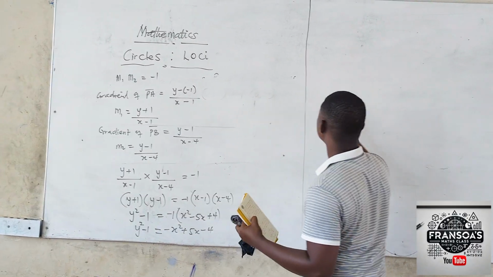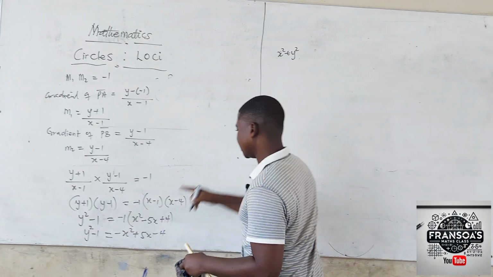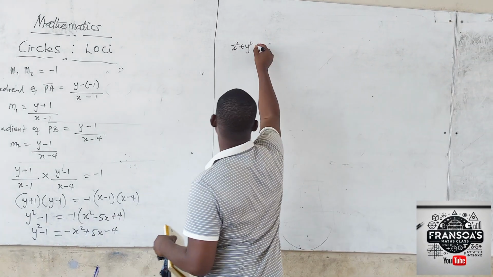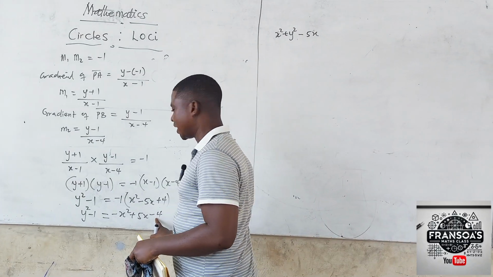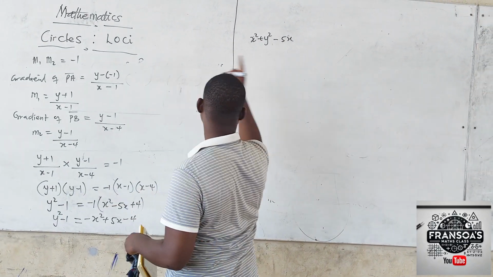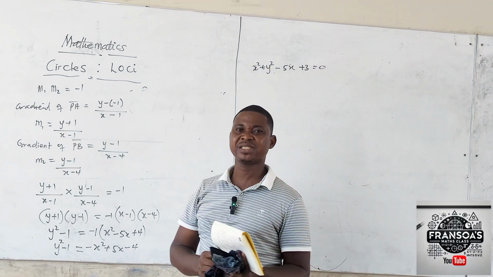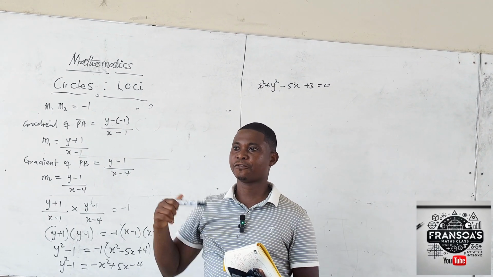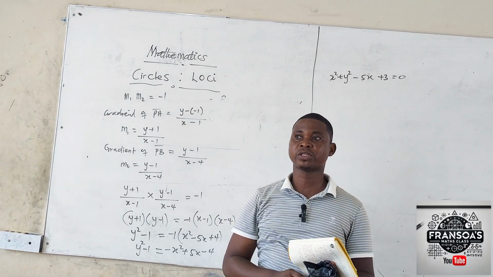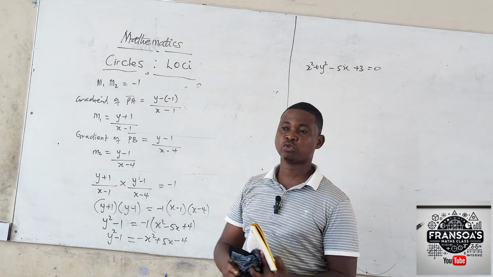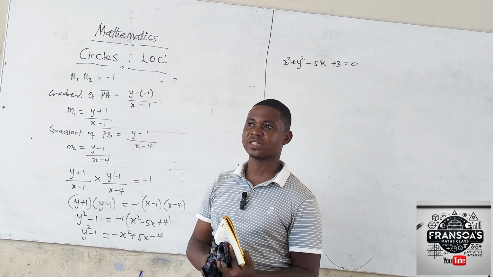So we send everything to one side. We have x squared plus y squared, then minus 5x, then minus 1 plus 4 gives plus 3, equal to 0. So this becomes the equation of the locus. And if you look at this, it is an equation of a circle.